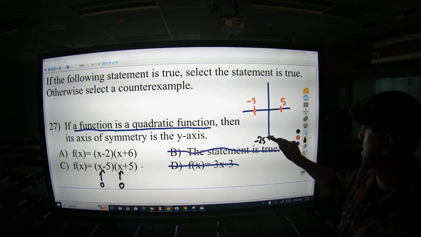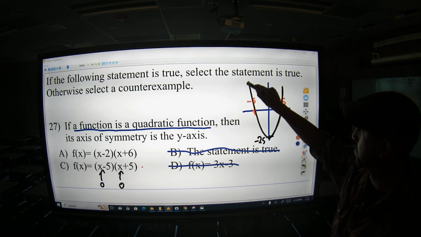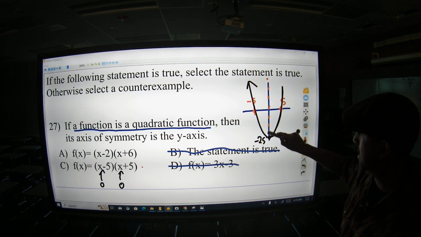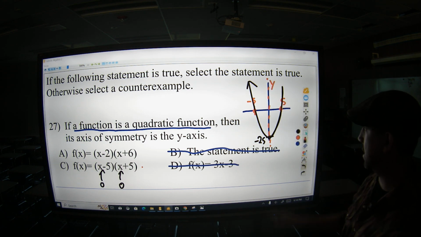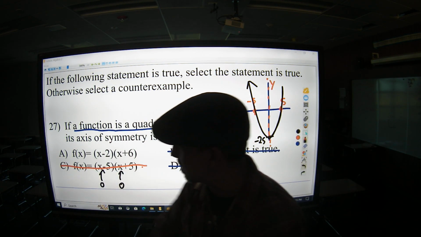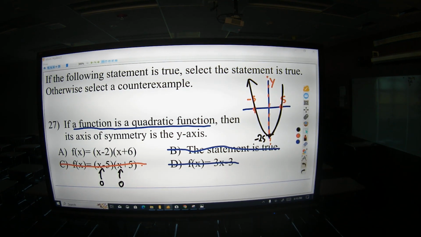And like I said, this is just a sketch, so I don't have to be perfect with this, but it's perfect enough for us to see that in this case, the axis of symmetry is the y-axis, right? It's halfway in between those two. So that tells me that this is definitely not the answer. This was the example, not the counterexample. So now that tells me that the answer should be A. And if you were to graph that, you'd probably be able to tell, look, halfway in between positive 2 and negative 6, 0 is not halfway in between that. So that would be your answer.